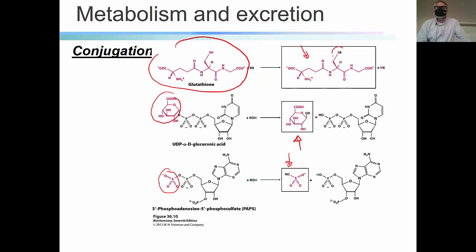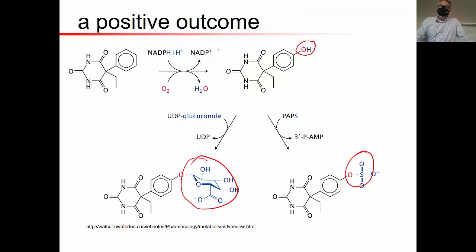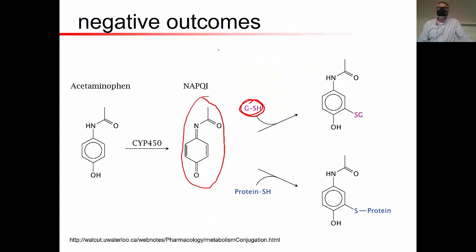And glutathione has this reactive sulfhydryl, it's just a cysteine. And that can, of course, interact. That's an active group. And so in a perfect world, that sulfhydryl will attach here, and this will be excreted. Okay? So that's a perfect world.